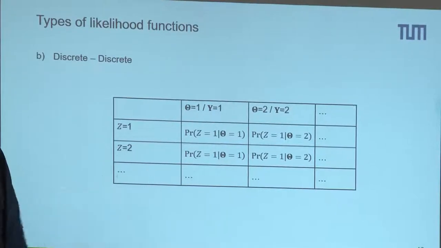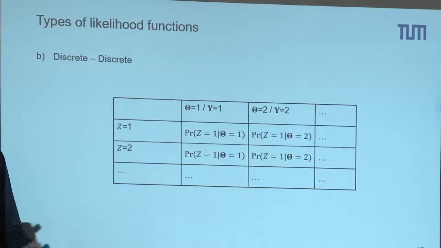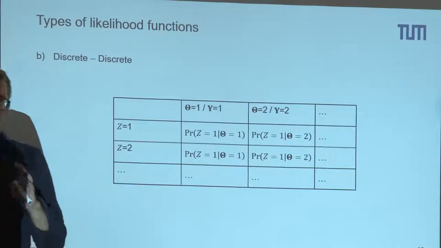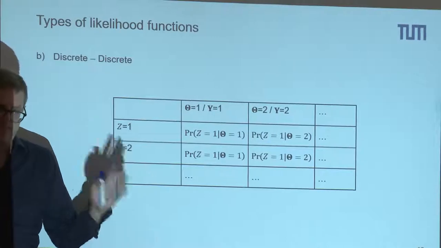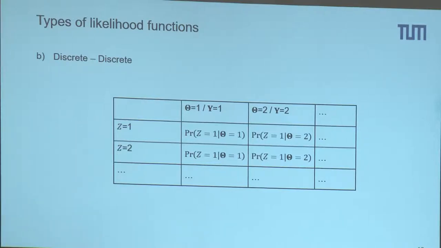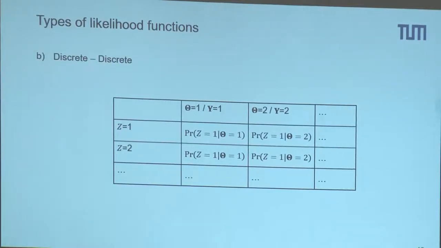So this confusion matrix is not that common, because typically the outcome is either binary or continuous. The case of discrete is not that common, but in principle, if you have such a case, then you need to fill out this confusion matrix to describe the quality of your measurement.